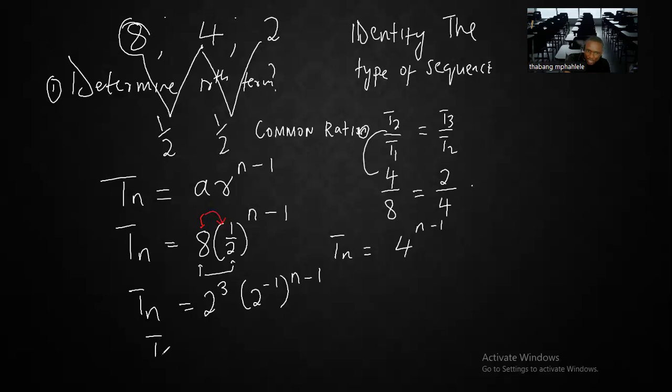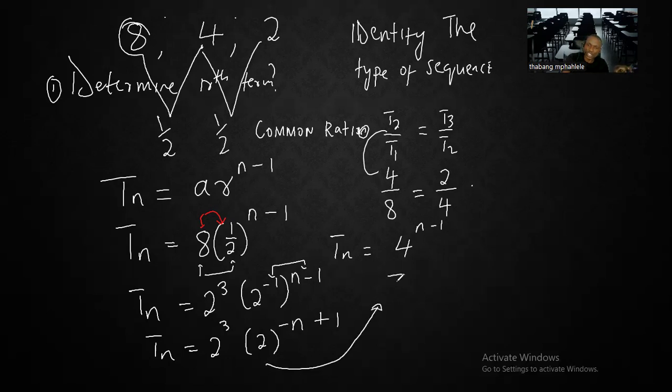Therefore, Tn equals 2 to the exponent 3, times 2 to the exponent, I will multiply these guys here. This negative 1, I will multiply it with n. I'm applying the distributive law. Negative 1 times n is negative n. Negative 1 times negative 1 is positive 1.